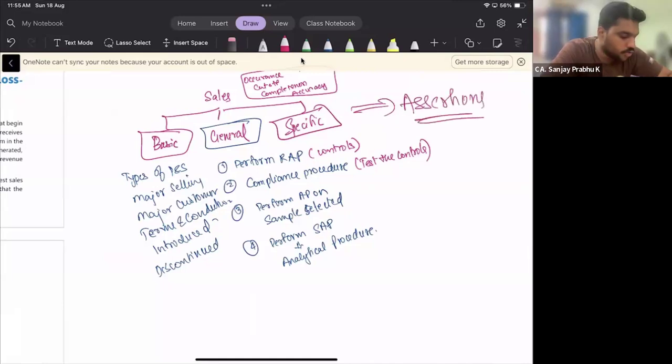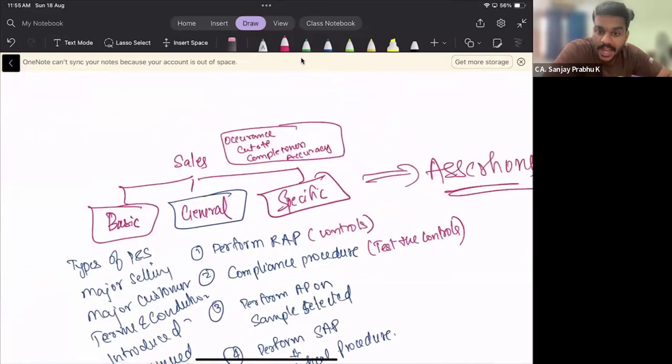Fine? Yes. Occurrence, cut off, completeness, accuracy, these are what we check here.